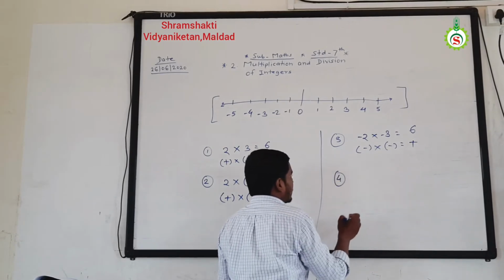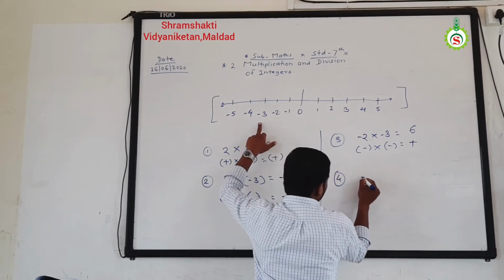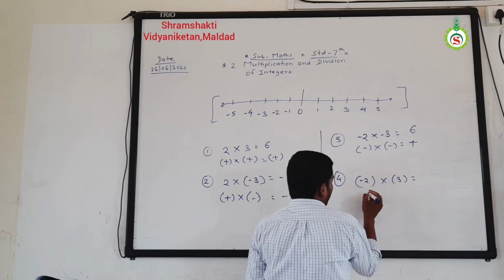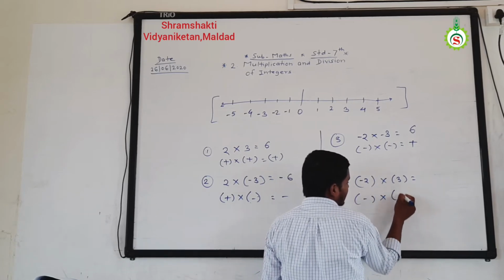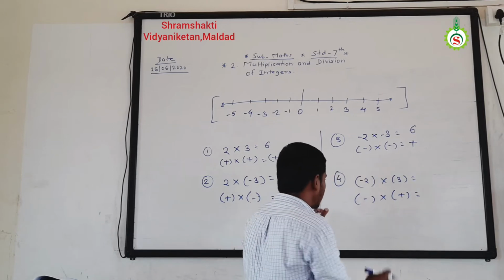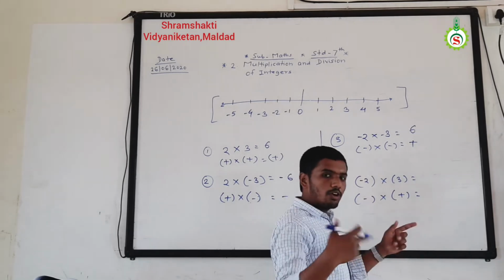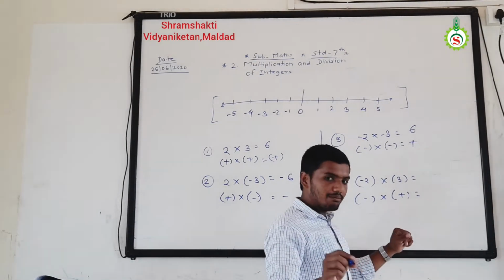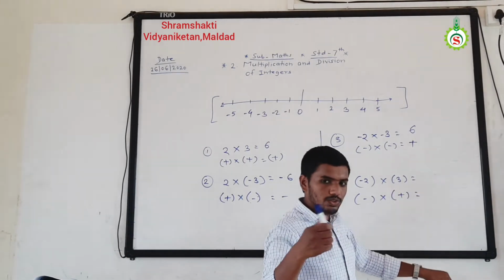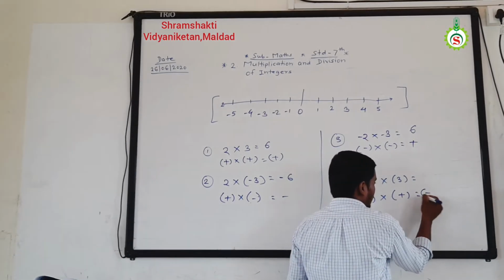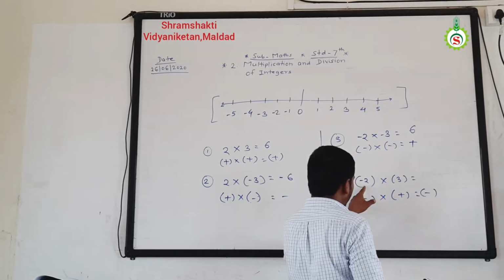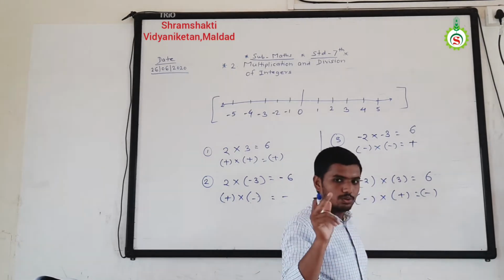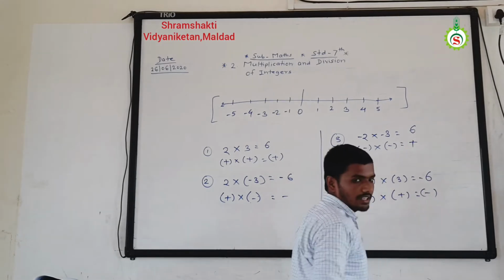Then the fourth example, suppose I take one number minus 2 from the negative side and plus 3 from the positive side. Now that 2 has a minus sign and that 3 has a plus sign. That means the numbers have a different sign, minus sign and plus sign. If the numbers have a different sign, which sign do you give to the answer? Minus. So there will be the minus sign for the answer. Again 2 3s are 6, and though the numbers have different signs, you have to compulsorily give a minus sign to the answer.